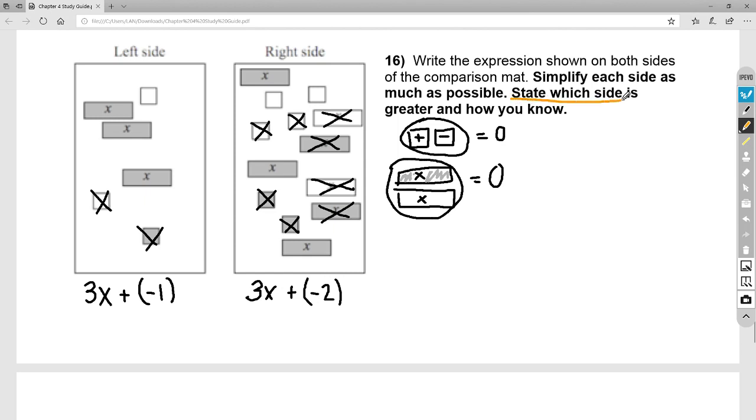Now it says state which side is greater. How do we know? Well, we can say that the left side is greater because they both have the same amount of x's, but they don't have the same amount of negatives. Now you have to compare those negative numbers. Negative 1 is greater than negative 2. So that's how we can tell that the left side is greater.